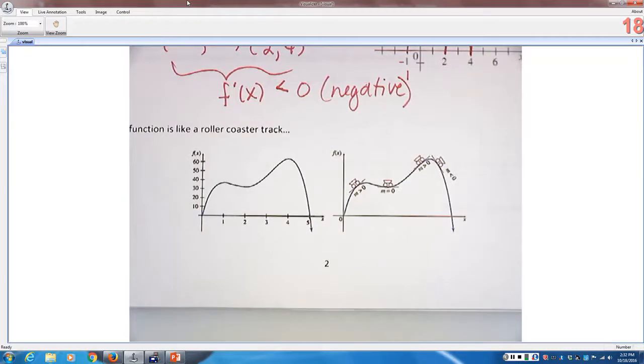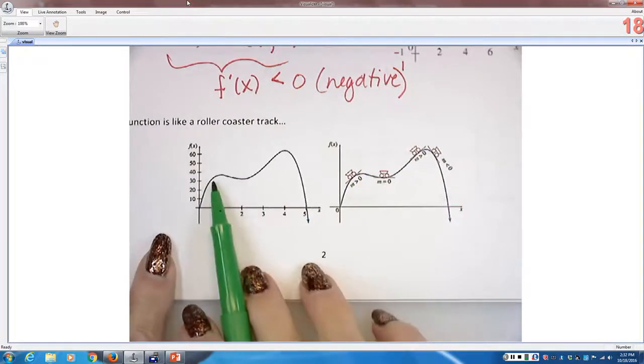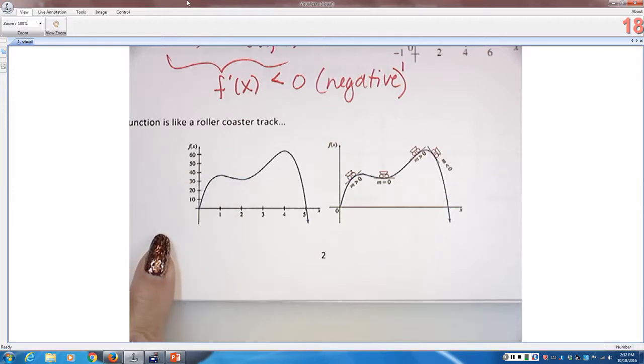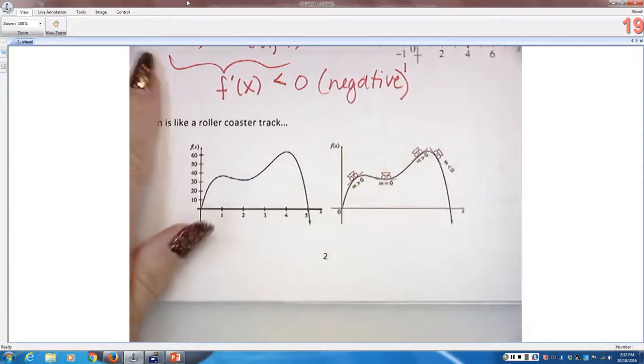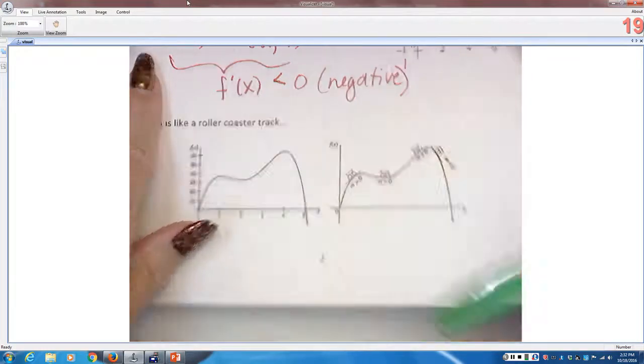Okay, but here's the deal. A function is like a roller coaster. It goes uphill, it levels off for a second, and it goes downhill, and then it goes uphill, and it levels off for a second, and then it goes downhill really fast. So the roller coaster analogy, I think, is a good one. Think about when the roller coaster cars are going up and when they're going down.